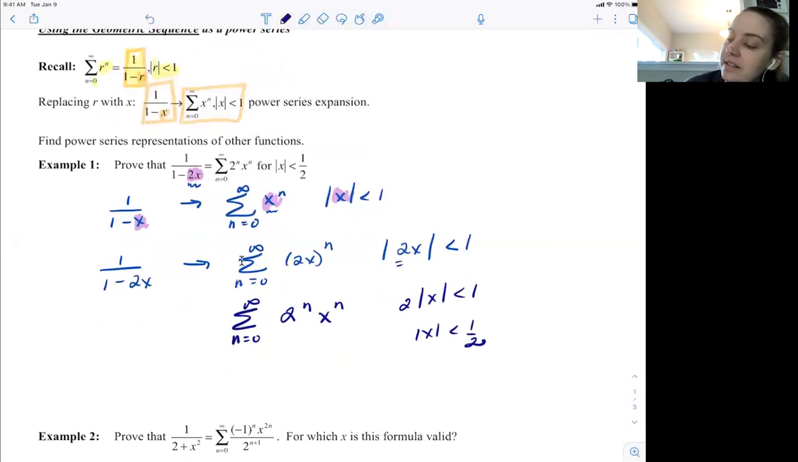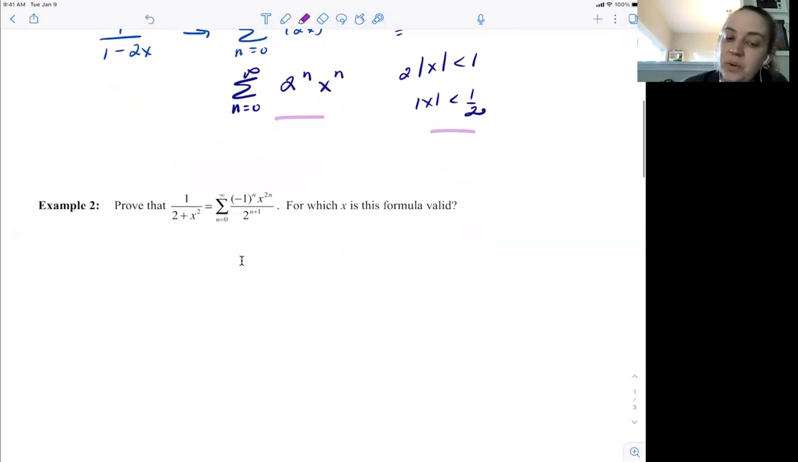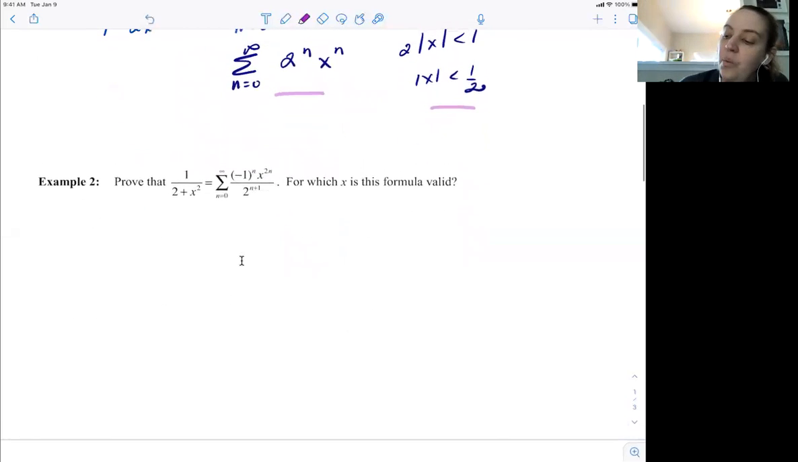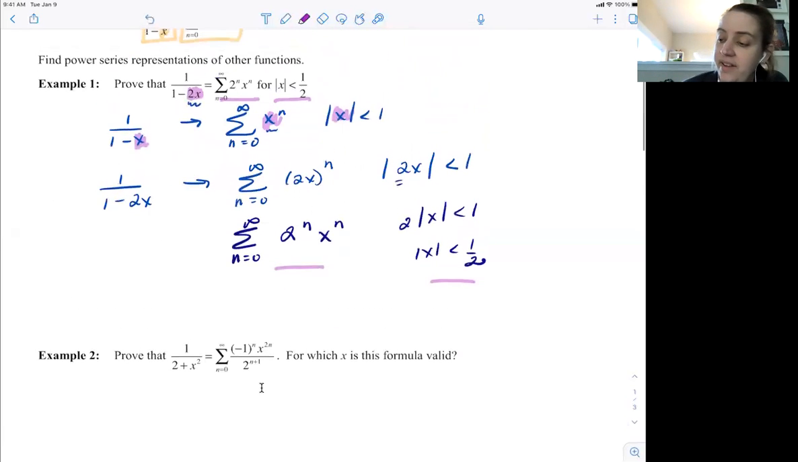So here is how we went through the steps. We got 2 to the n, x to the n. We got absolute value of x is less than 1/2. Good job. So example 2, prove that 1 over 2 plus x squared is equal to the summation from 0 to infinity of negative 1 to the n, x to the 2n over 2 to the n plus 1. And for which x is this formula valid?